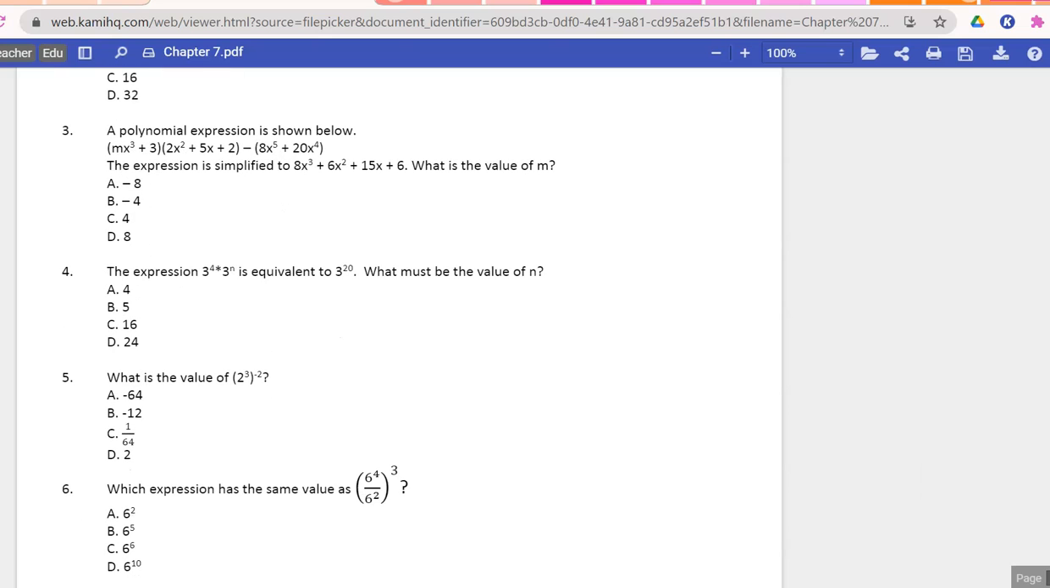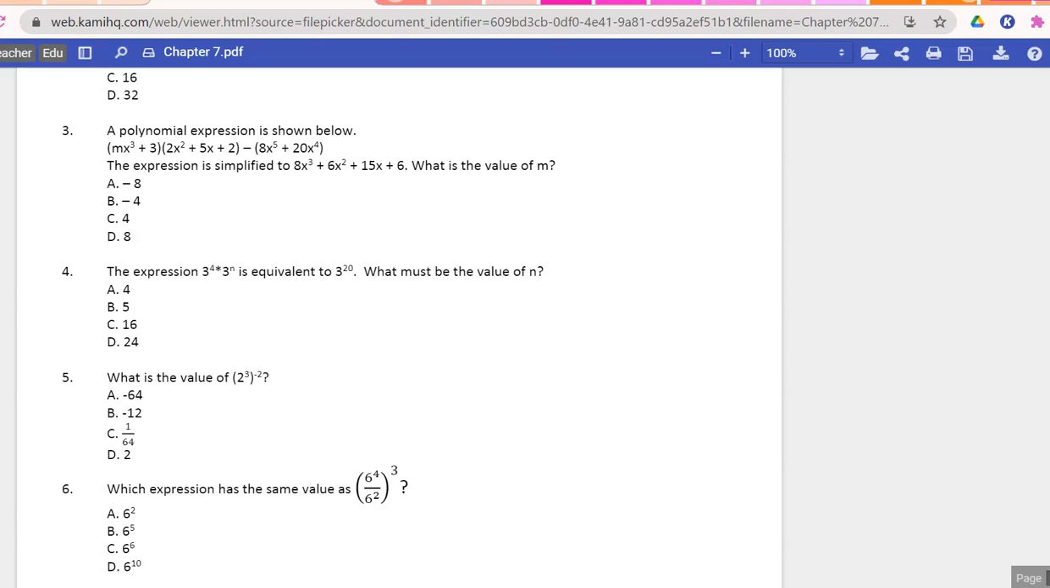First problem we're going to do here is number 3. You get a polynomial expression. You have mx to the third plus 3 times 2x squared plus 5x plus 2, minus 8x to the fifth plus 20x to the fourth. They tell you that this simplifies to 8x to the third plus 6x squared plus 15x plus 6, and they want to know what's the value of m.